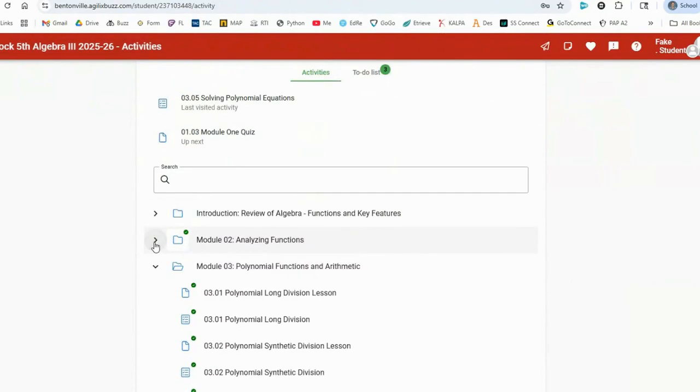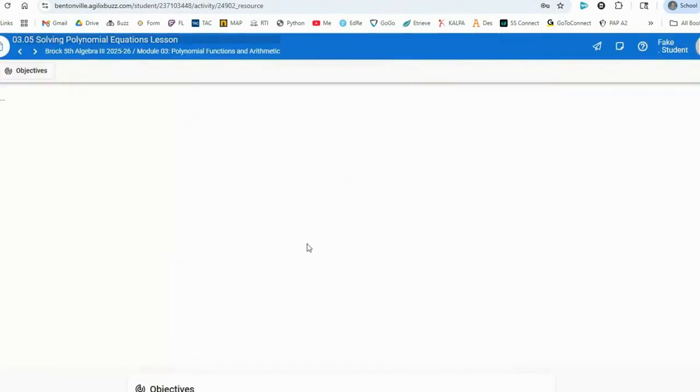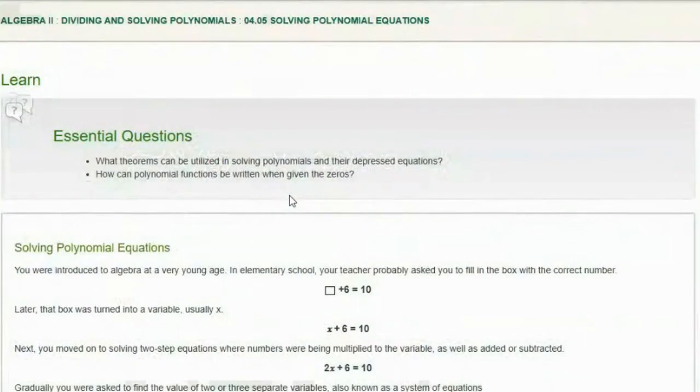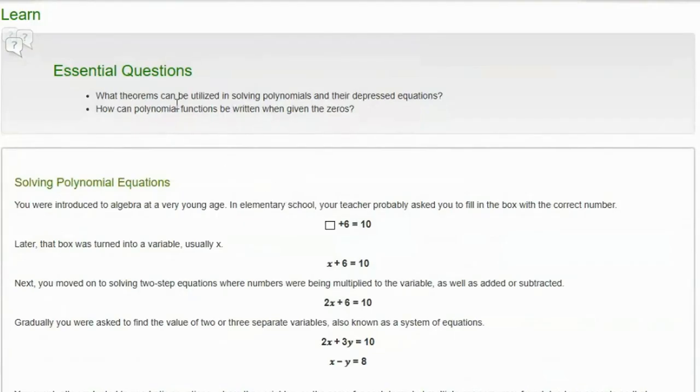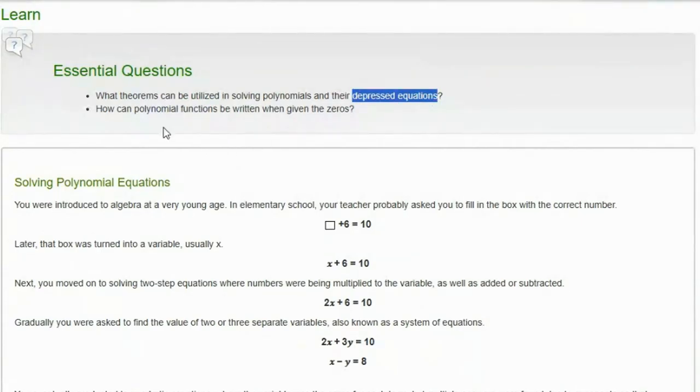Close module 2. We don't need that one. Here we go. Solving polynomials. What theorems can be utilized in solving polynomials? And they're depressed equations. No, they're not sad, but we call them depressed equations. How can polynomial functions be written when given the zeros?